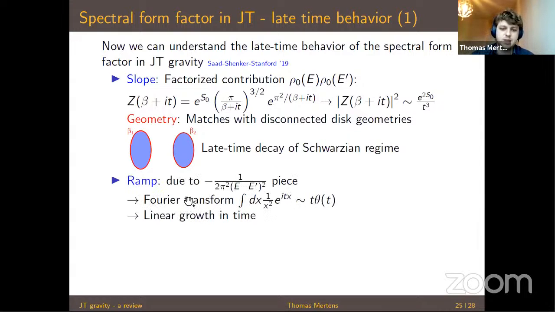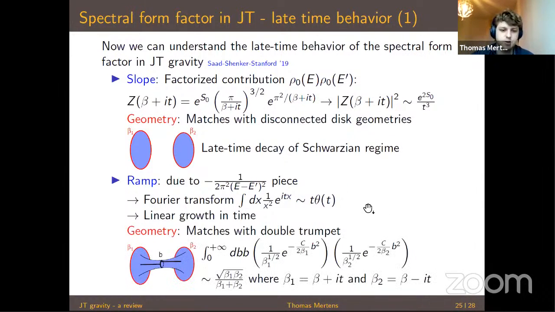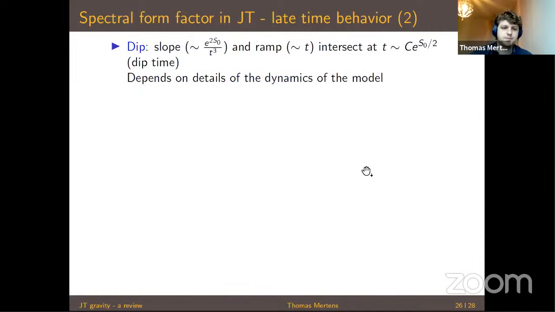And then we need to explain the ramp. I have split the sine kernel in two pieces, and the first one was this piece. If you Fourier transform that, you get a linear growth in time. So this is the ramp region, where the spectral form factor goes up again after the slope. Geometrically, you can get this by taking two disks and connecting them with one tube. This is the geometrical calculation you can do by doing this integral over geodesic lengths and so on, so I'll skip the details. And this matches this linear growth here.